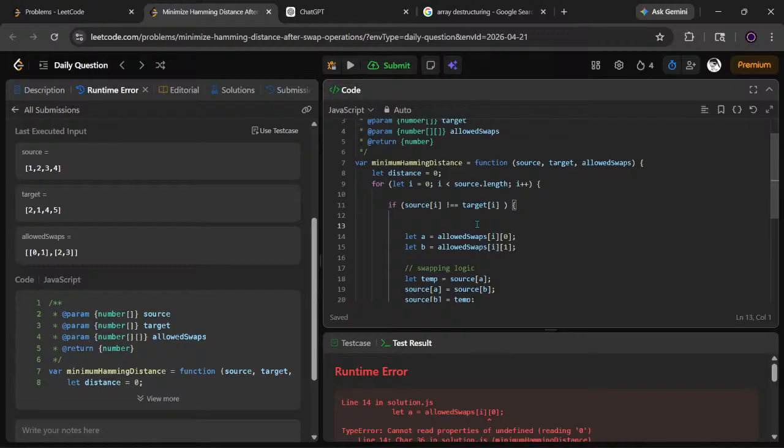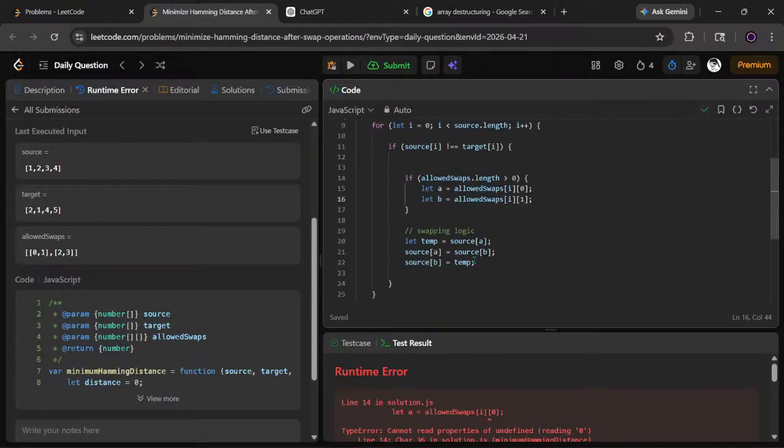If allowed swap dot length is greater than, then only do this. Do this swapping in order.